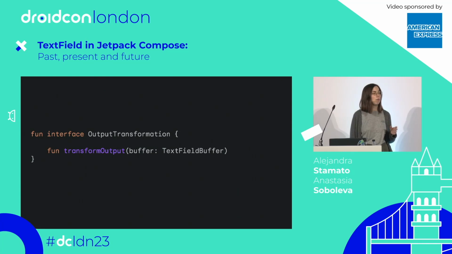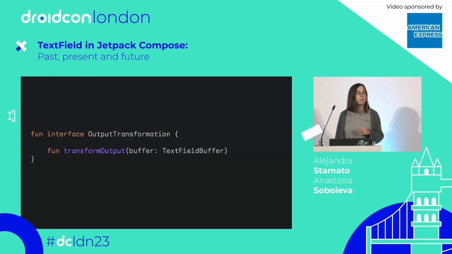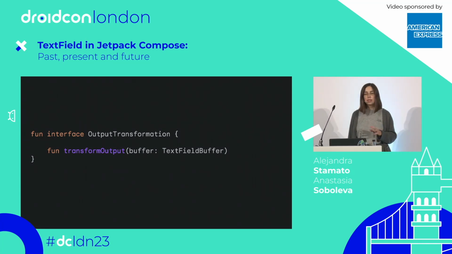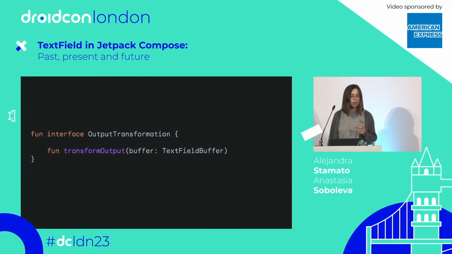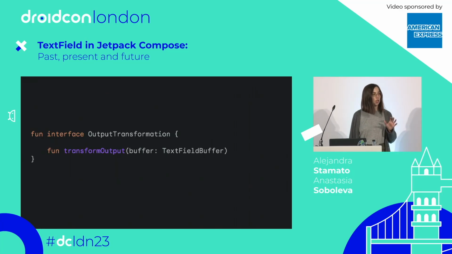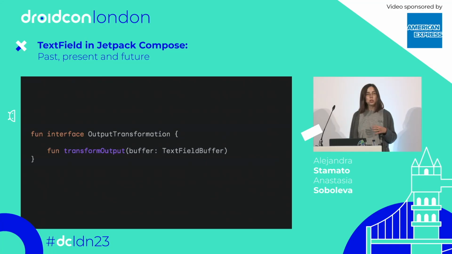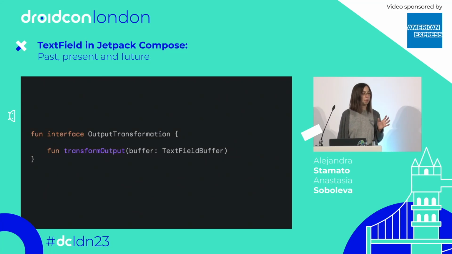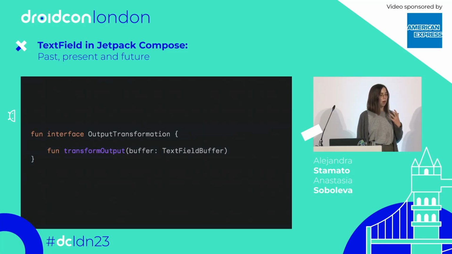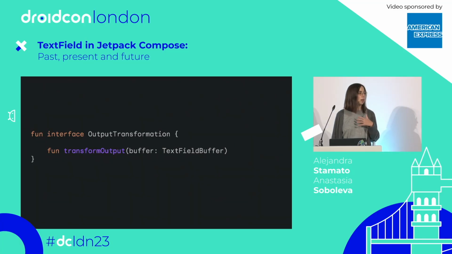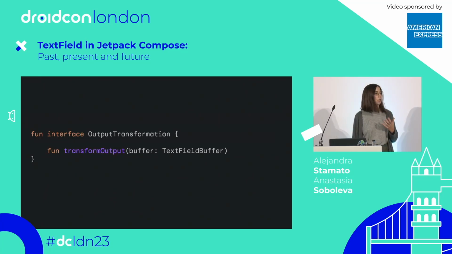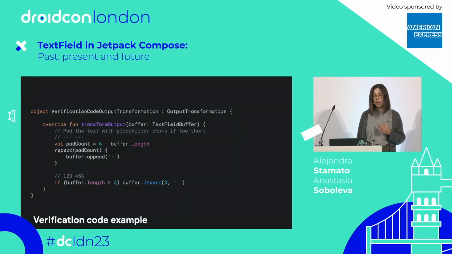So there is an API for that, for formatting. It's called output transformation. Similar to the input transformation, this is a functional interface. Know that unlike input transformation, where we make changes directly to the TextField state that will be preserved, with the output transformation, we don't actually update the internal TextField state. Instead, you can think of it as if we were applying this transform output function every time we display the text to the user.